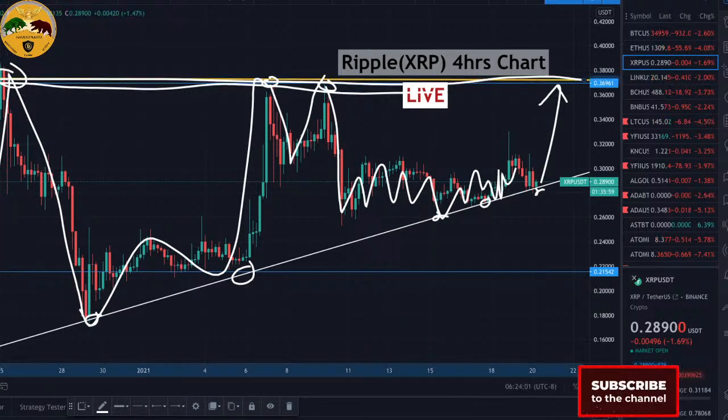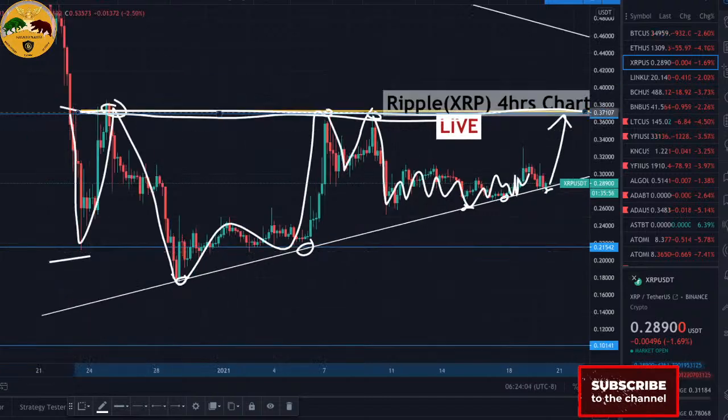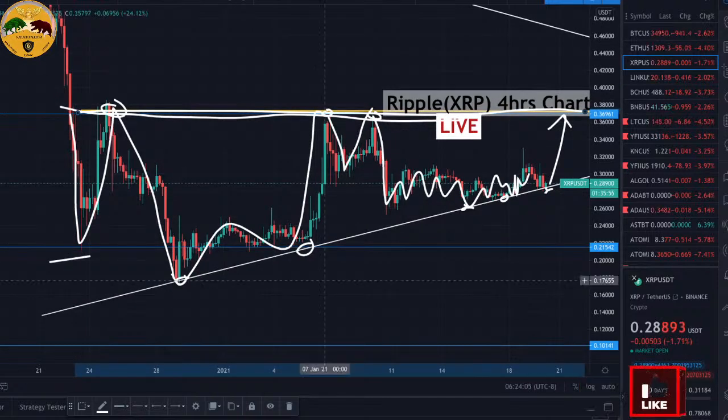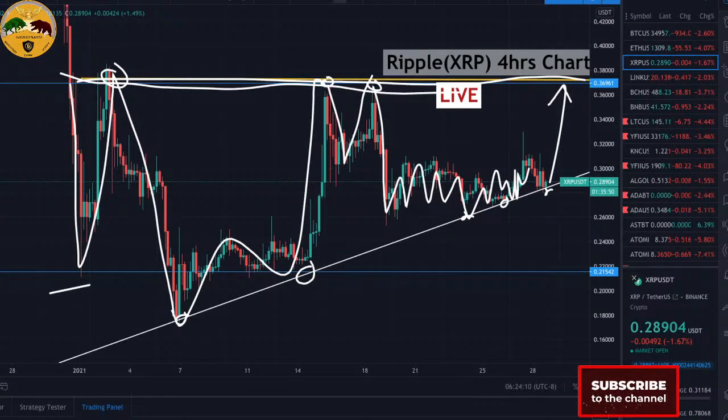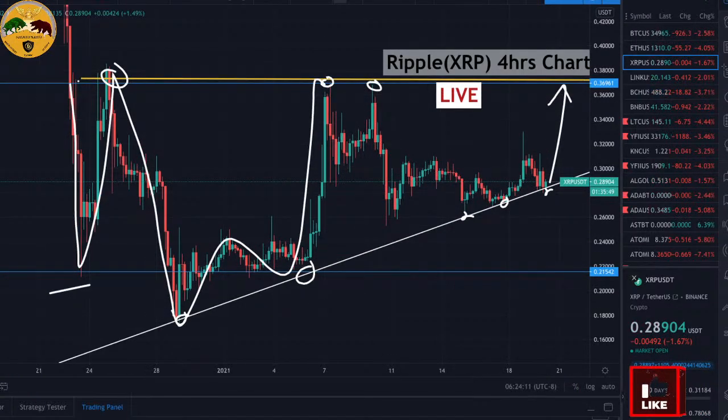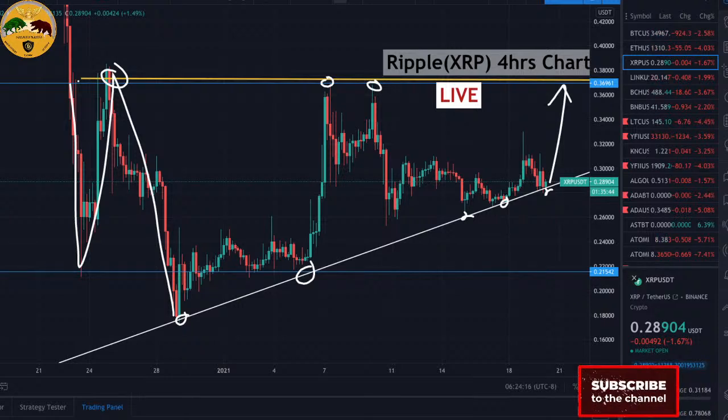But the more highs they make, the more higher lows they make, the more chances of them succeeding, right? It's only making the bulls stronger. So the more time you see XRP delaying at this support, it only means buy pressure is accumulating. I don't see sell pressure really showing up much on this daily chart.